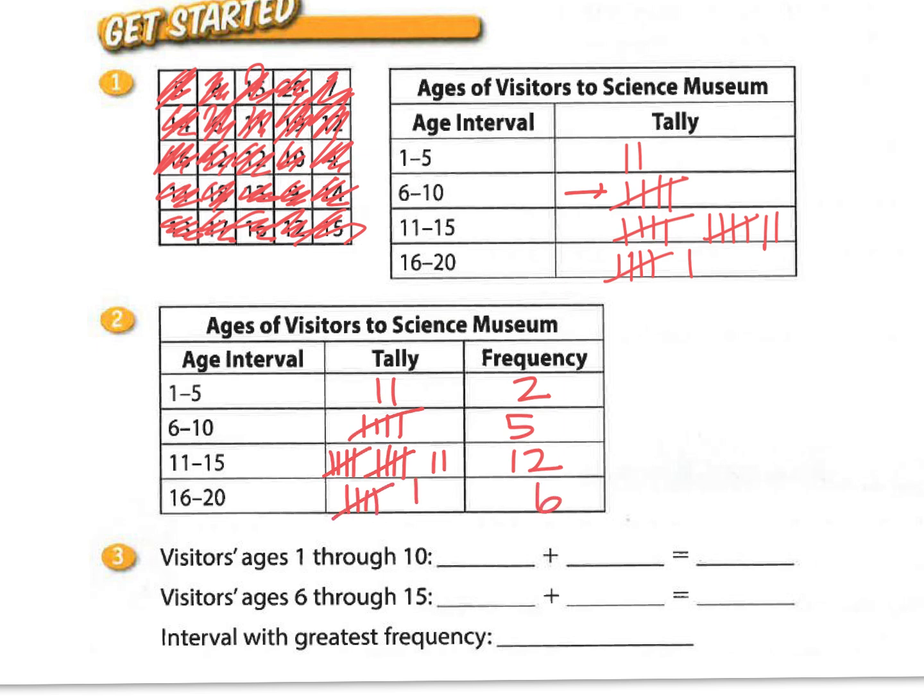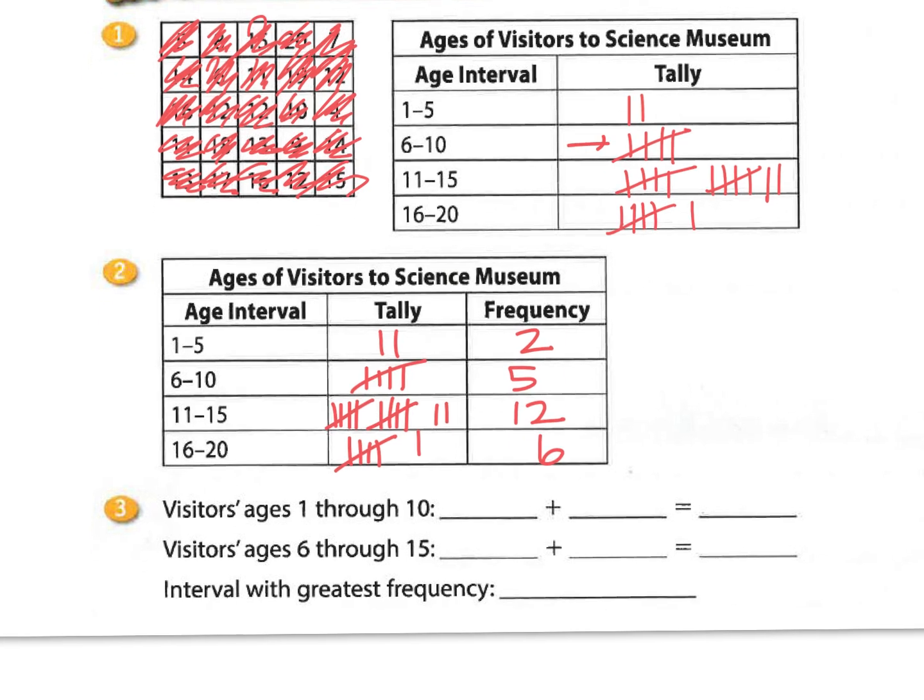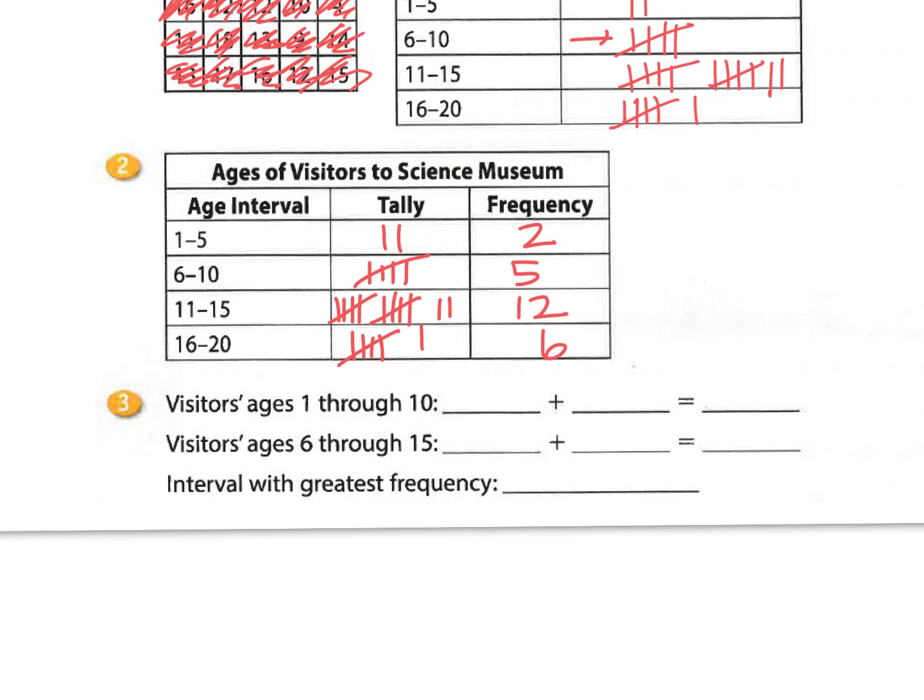Now it's asking us down here, visitors ages 1 through 10. So we have two categories. 1 through 5 was 2 and 6 through 10 was 5. So 2 plus 5 is 7. The next one is saying visitors 6 through 15. So that's these two categories, so that would be 5 plus 12. 5 plus 12 is 17.